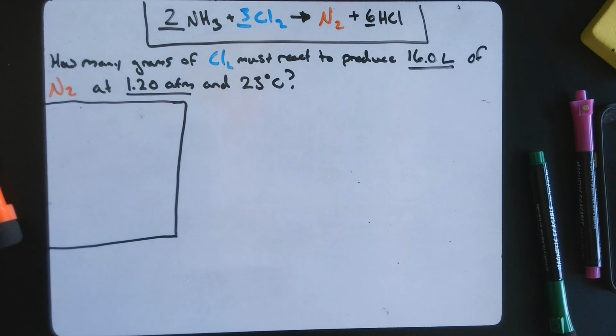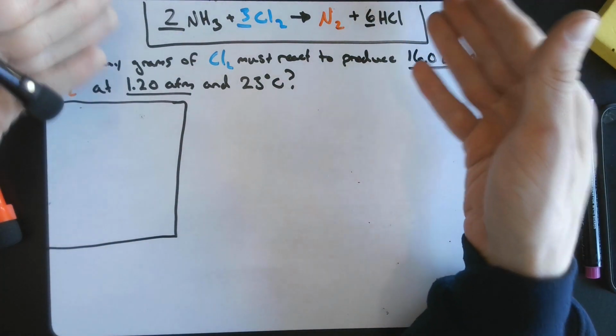Okay, let's go over a gas stoichiometry problem. How many grams of chlorine must react to produce 16 liters of nitrogen at 1.2 atmospheres and 23 degrees Celsius? So right off the bat, I know this is a gas stoichiometry problem because I have a reaction.